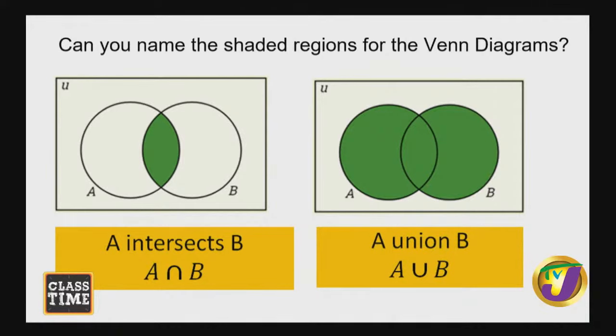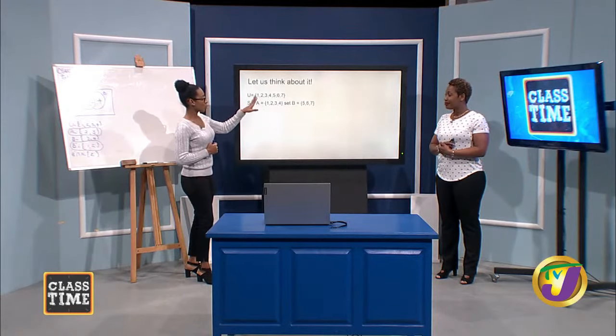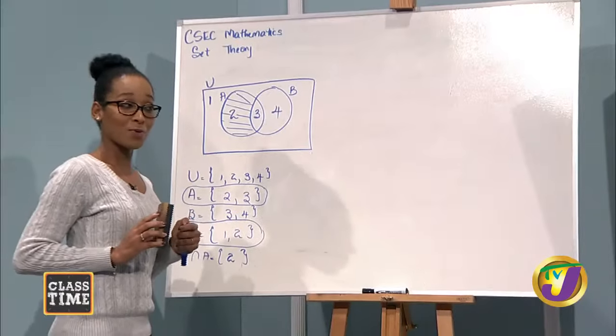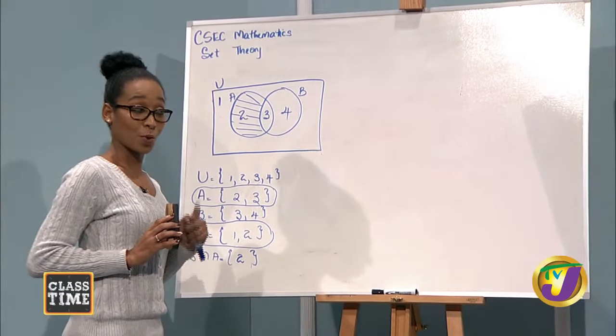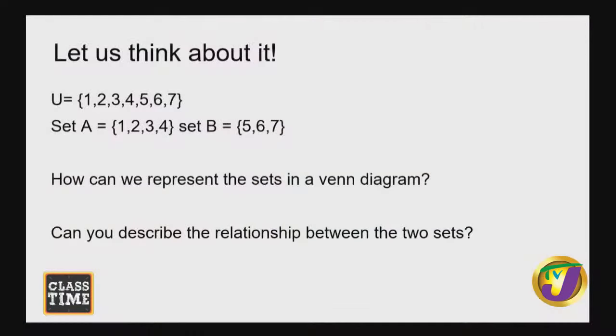But now we're going to think about this one. You have a universal set to be 1, 2, 3, 4, 5, 6, 7. You have set A to be 1, 2, 3, 4, and set B to be 5, 6, 7. Now, I have two questions for you. How can we represent the sets in a Venn diagram? And the next question: describe the relationship between the two sets.